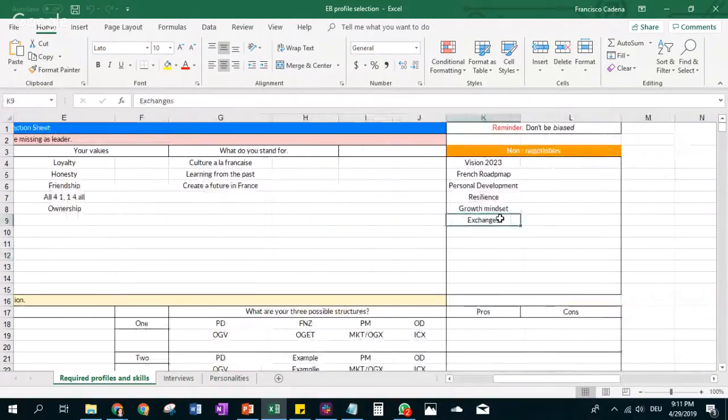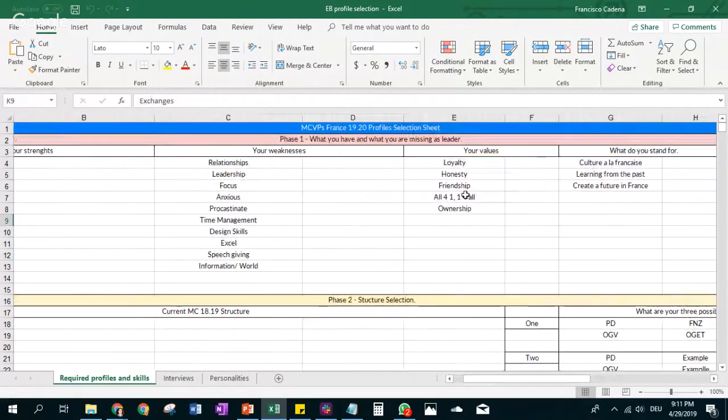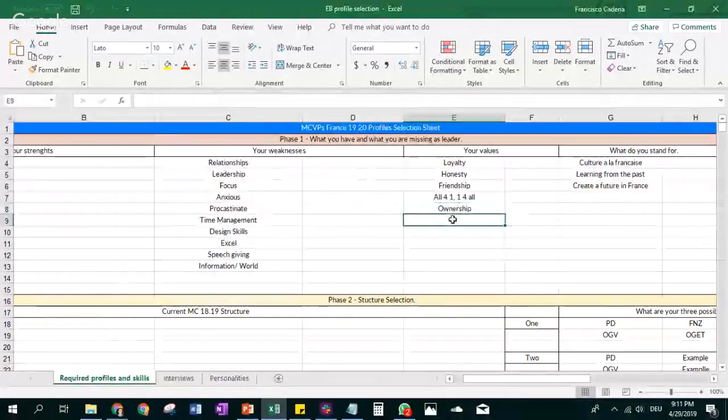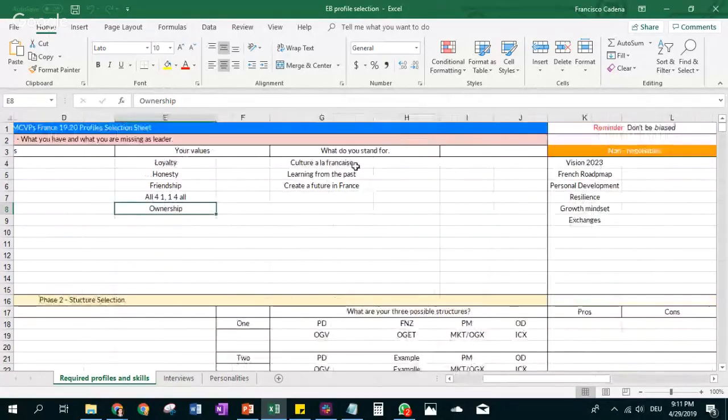The third one is your values. What are the values that really stand for you? So as I told you, honestly, being direct, ownership of the things, and loyalty. And then the next one is, what do you stand for? For me, this is the most important thing that I really want to create for ISEC in France. So what do you stand for in your local reality? For me, it's Culture à la Française and Create a Future in France. For you can be, for example, financial sustainability, or being the top LC performer, or being the top one in growth. Having more growth. So this is what you stand for.